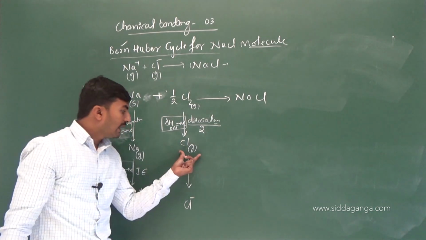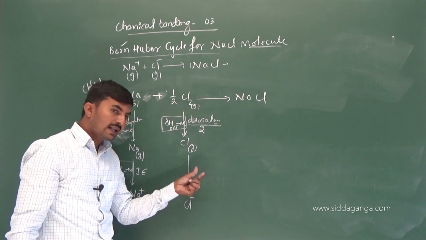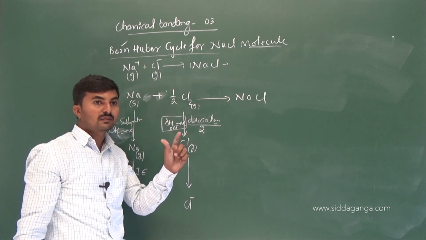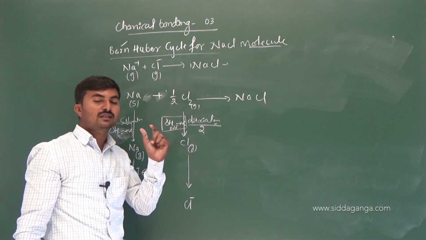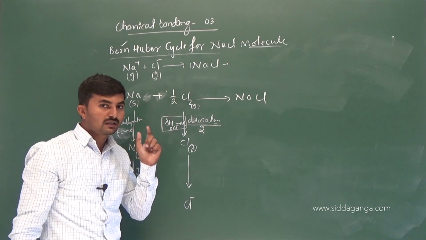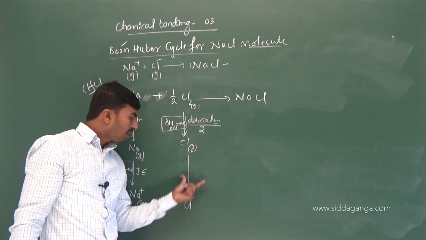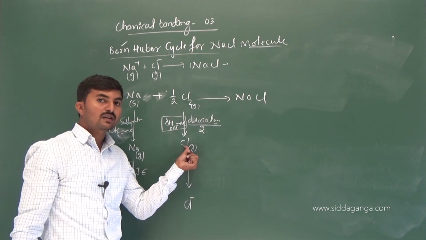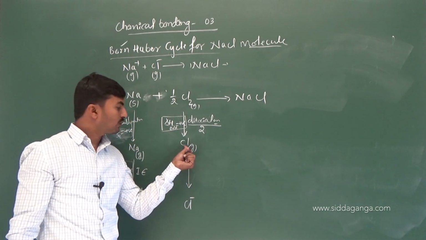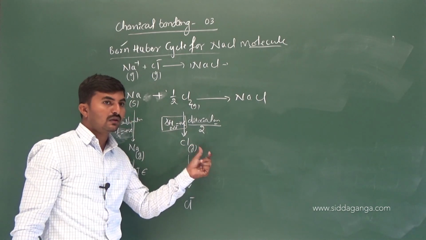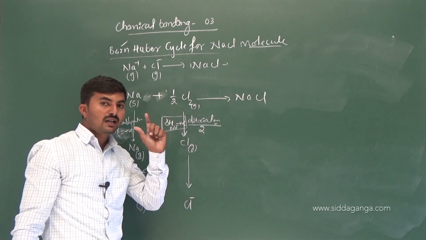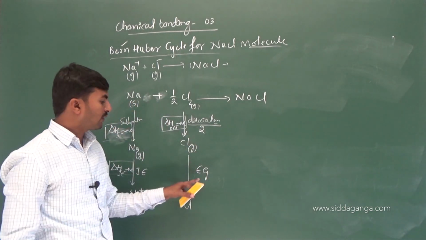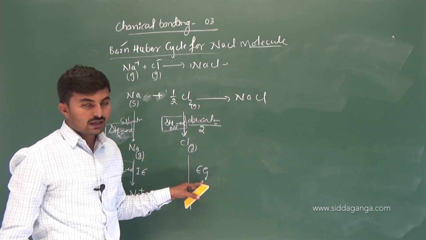The enthalpy change when an electron is added to a gaseous atom is nothing but electron gain enthalpy. I repeat, the enthalpy change when one electron is added to the outermost shell of a gaseous atom is nothing but electron gain enthalpy. In short form, I write it like this, electron gain enthalpy.